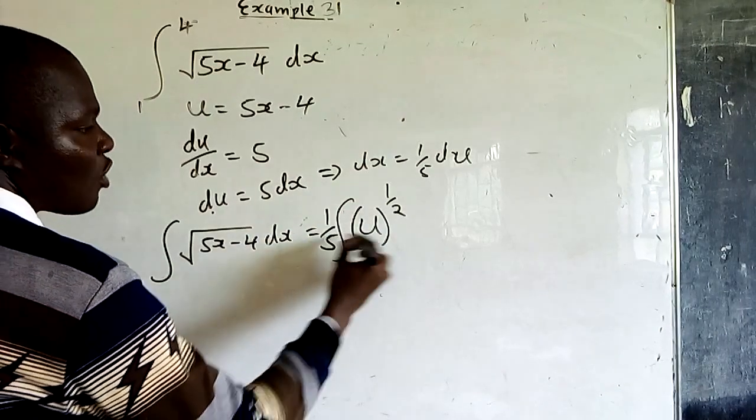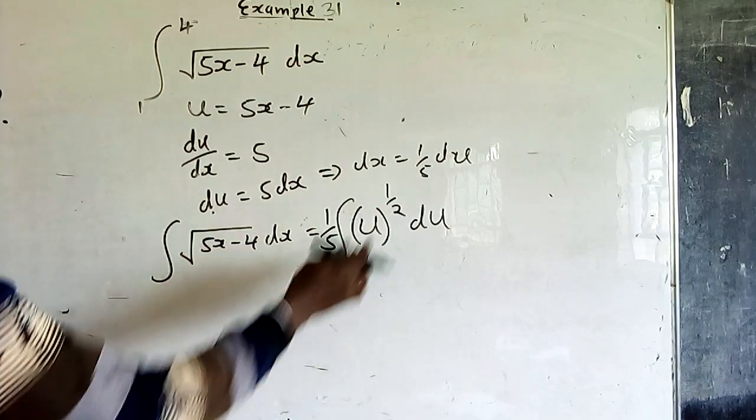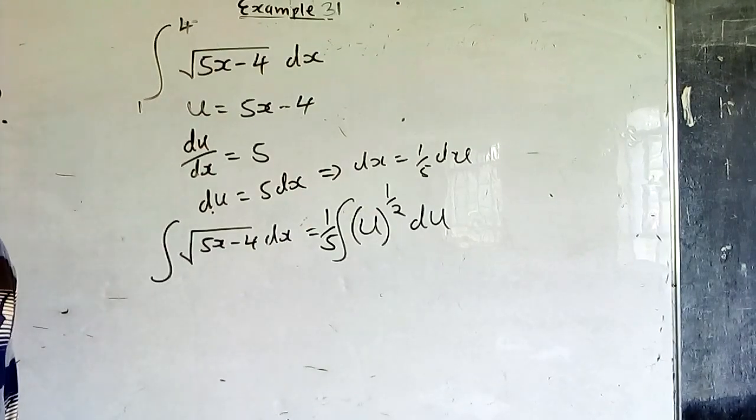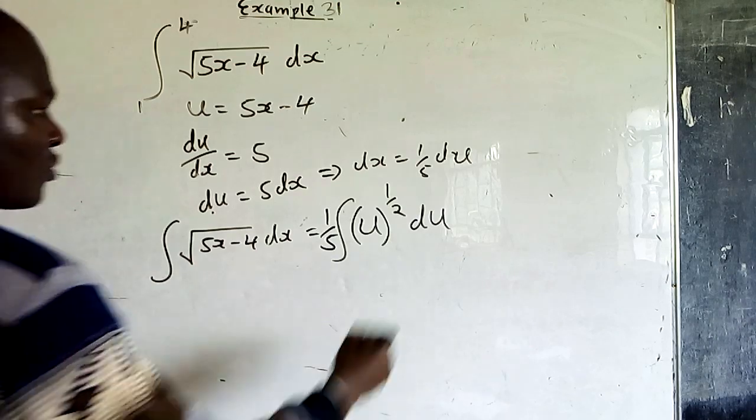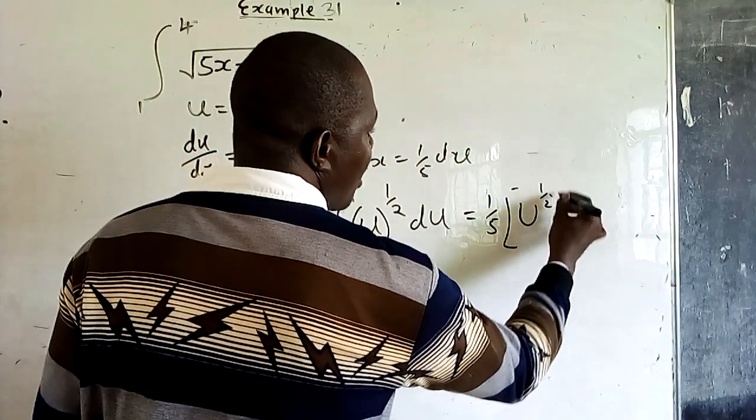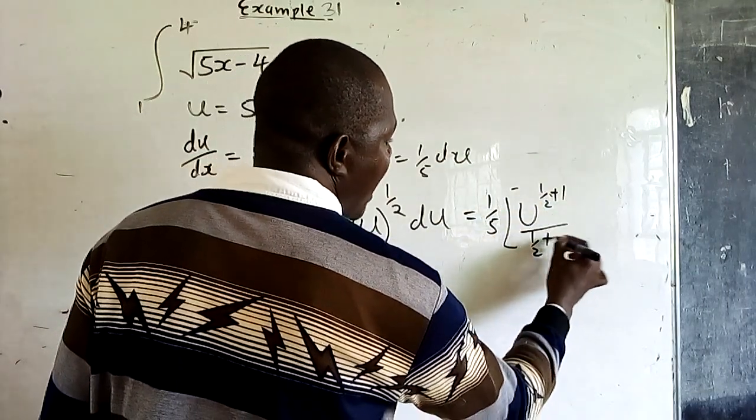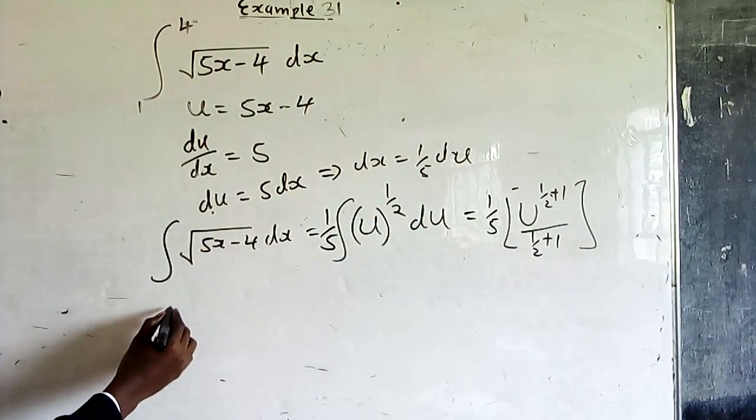So 1 over 5 is a constant, you factorize it outside, and then you put du inside, isn't it? So from there it means this is a case of a polynomial u raised to power n. You add 1 to the power and you divide with the resultant power. So this is equal to 1 over 5 into u raised to power half plus 1, then you divide by half plus 1, isn't it? Are we together? Then we go back and substitute.